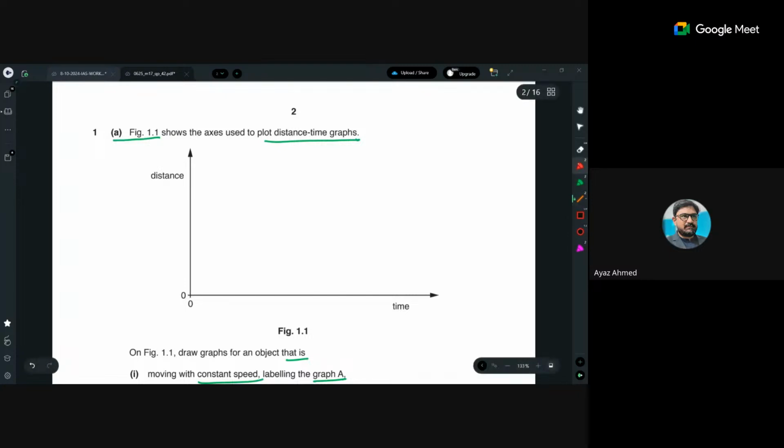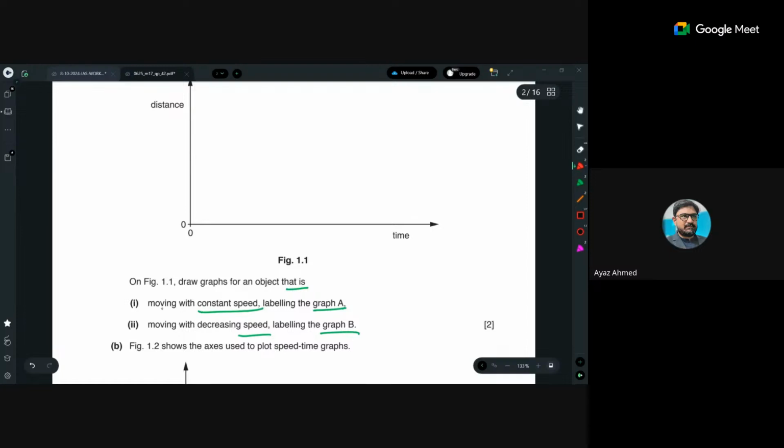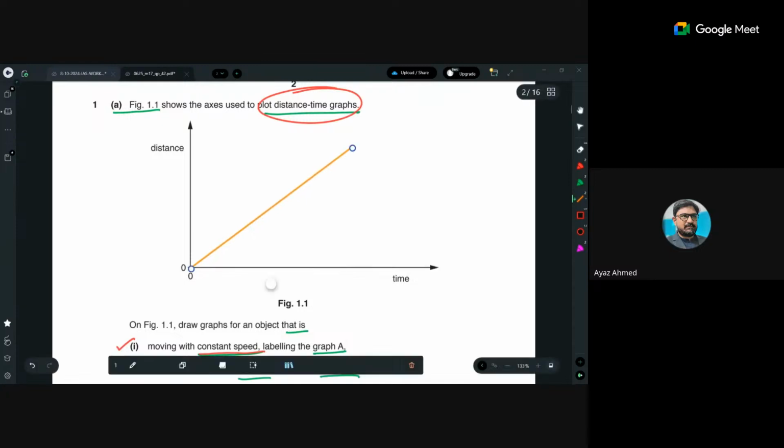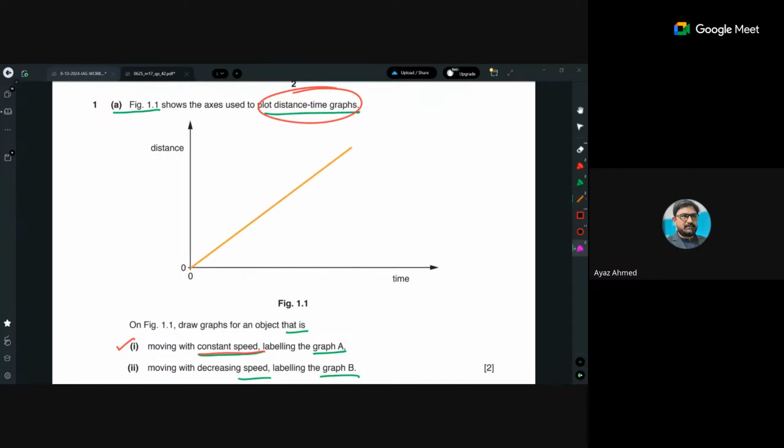So yes, that graph was, we have to sketch a graph of distance and time on the axis. We have to draw a graph which shows a constant speed, and constant speed is always a straight line passing through the origin, because the distance starts from 0, because the body will start any motion from a certain point. That's why it would start from 0.